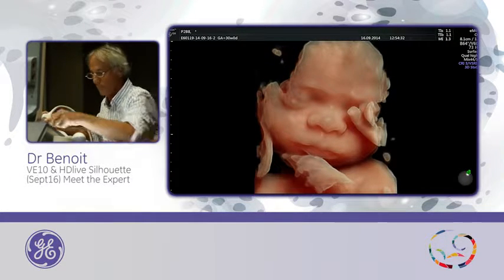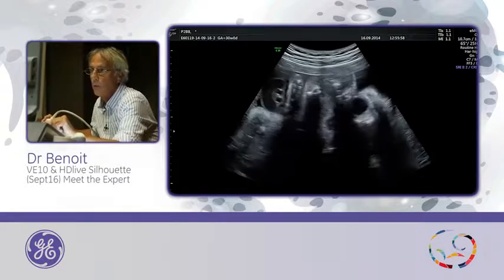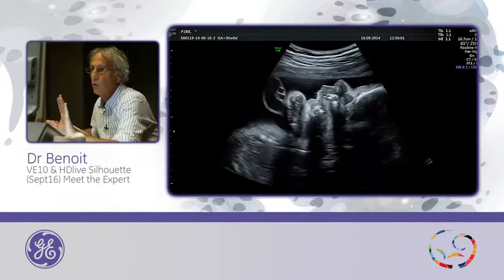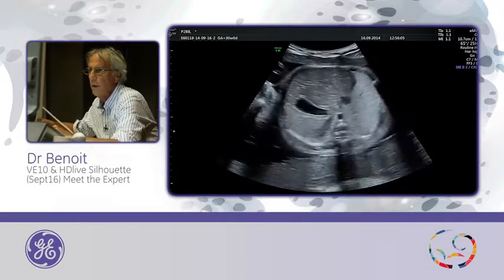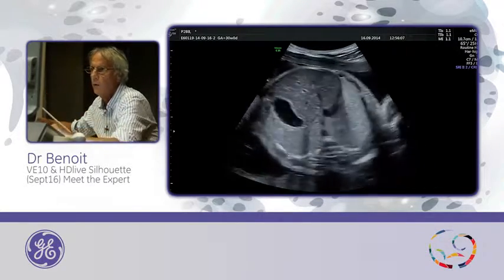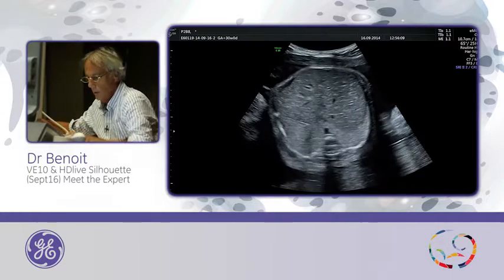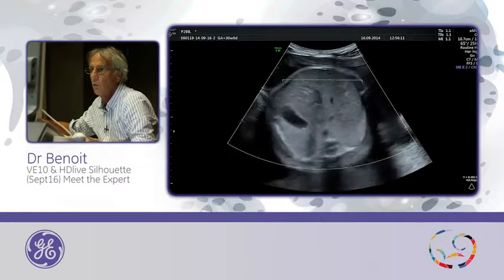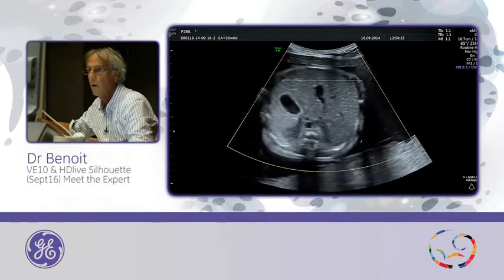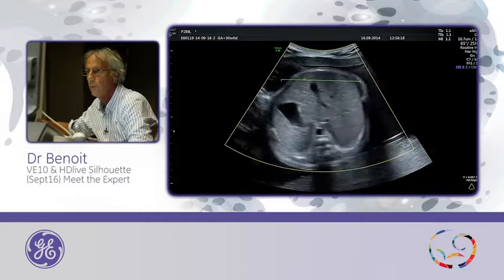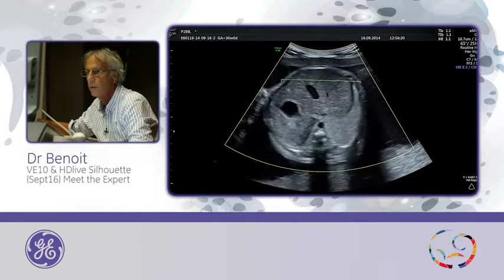So this is okay, but I will show you silhouette. It's better to use in the first trimester of the pregnancy, but also you can use it. I will do it on the abdomen here. I will take a volume of the abdomen, surface, quality high, angle okay, and if the baby is not moving, I will start.